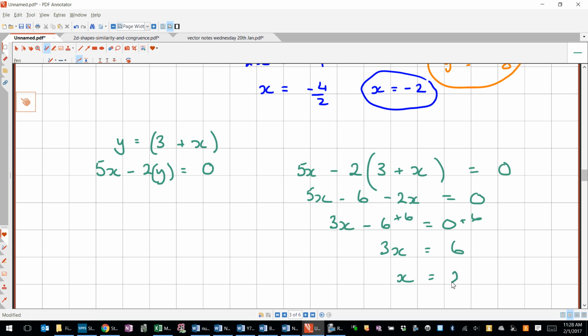Good. And again, finding the y value is easy peasy. So y equals, I'm going to use 3 plus 2, because this is the value. So y equals 5. So I've got my simultaneous solutions.